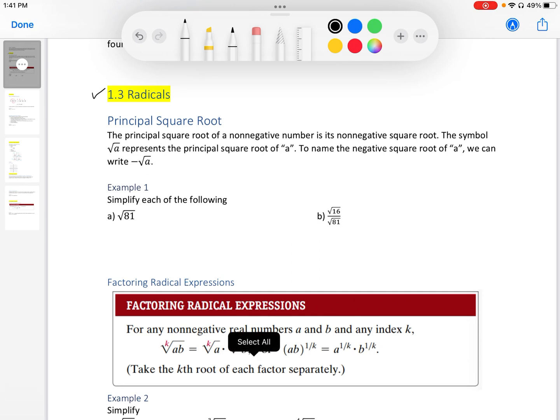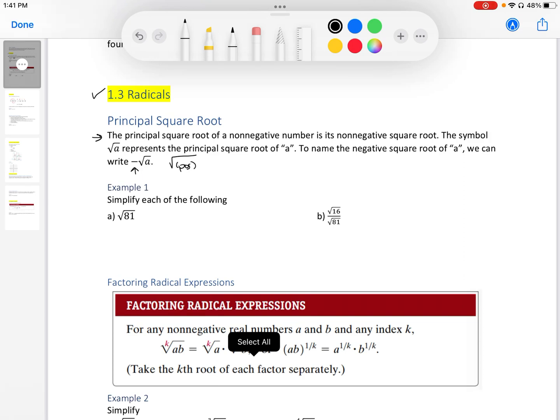The definition that you should have been familiar with is the principal square root of a non-negative number is its non-negative square root. The symbol square root of a represents the principal square root of a. To name the negative square root of a, we can write it as negative square root of a. So notice how the negative is outside the square root. Typically, when working with square roots, we want to focus on a radicand that is positive.